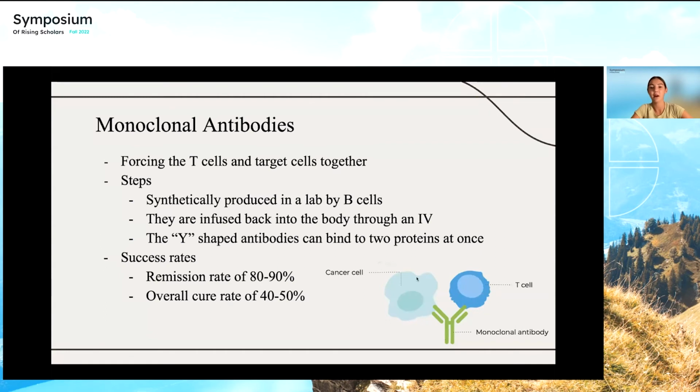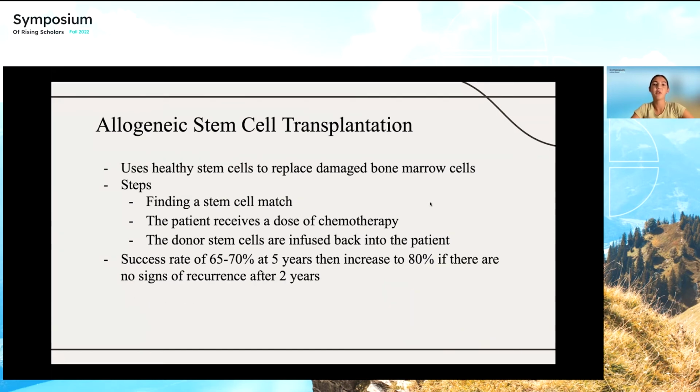And as you can see in the bottom right, you have the cancer cell, the T cell, and the monoclonal antibody forcing the 2 cells together because it is binding to both the proteins. This therapy has a remission rate of up to 80 to 90% and an overall cure rate of 40 to 50%. Third immunotherapy I will be discussing is allogeneic stem cell transplantation.